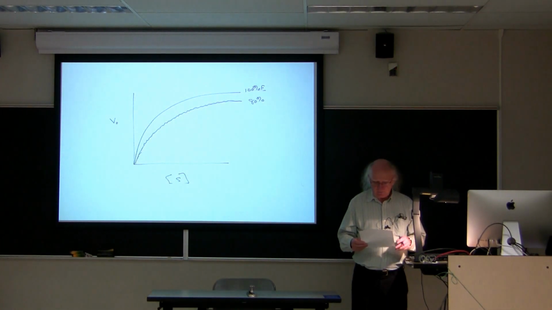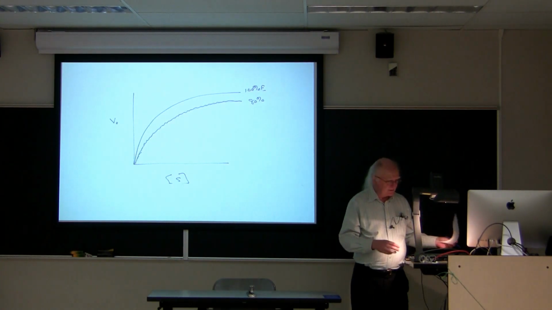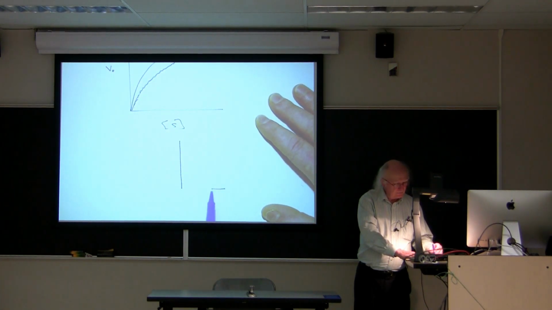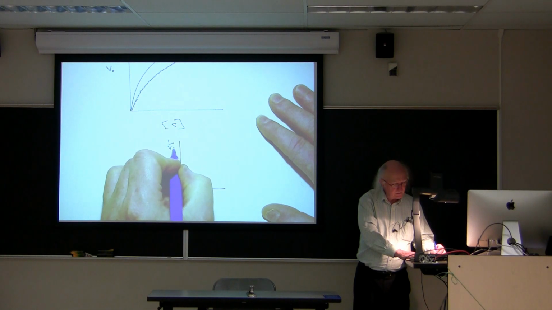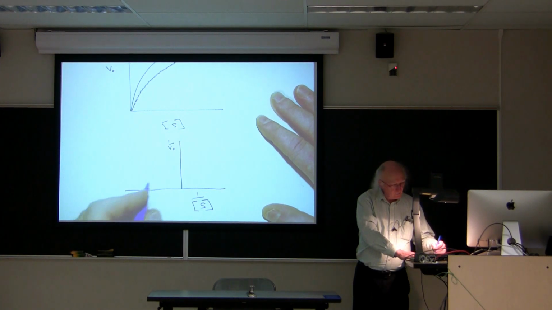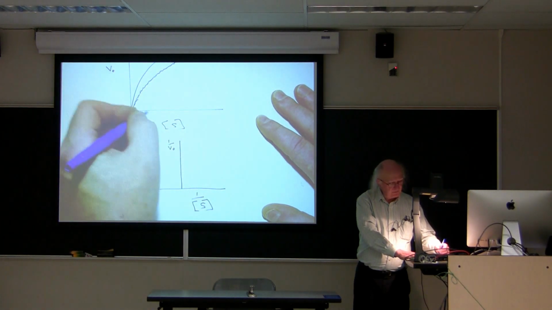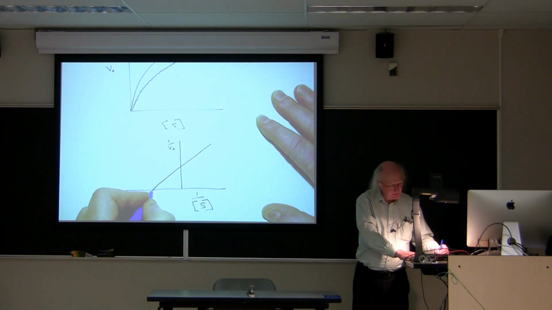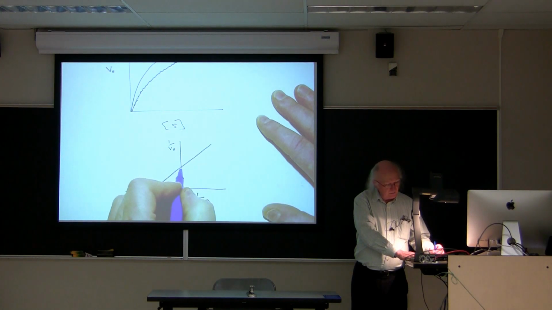I've drawn here a V0 versus concentration of S plot, and now I'll draw a Lineweaver-Burk plot for both of these. So now we're going to plot a Lineweaver-Burk where we have 1 over V versus 1 over the concentration of S. And we know from the data from the V versus S plot that a Lineweaver-Burk plot will have a straight line for the uninhibited reaction looking like this, where this value is 1 over Vmax, and this value is minus 1 over Km.